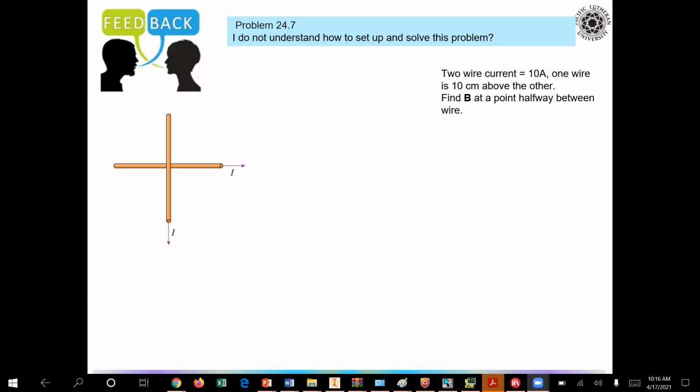What we have in this problem is two wires. Both wires carry 10 amps of current, and they are listed as 10 centimeters apart, one above the other. Maybe in your problem in Mastering Physics, the numbers are different, but the same idea applies. So the first one is 10 centimeters above.